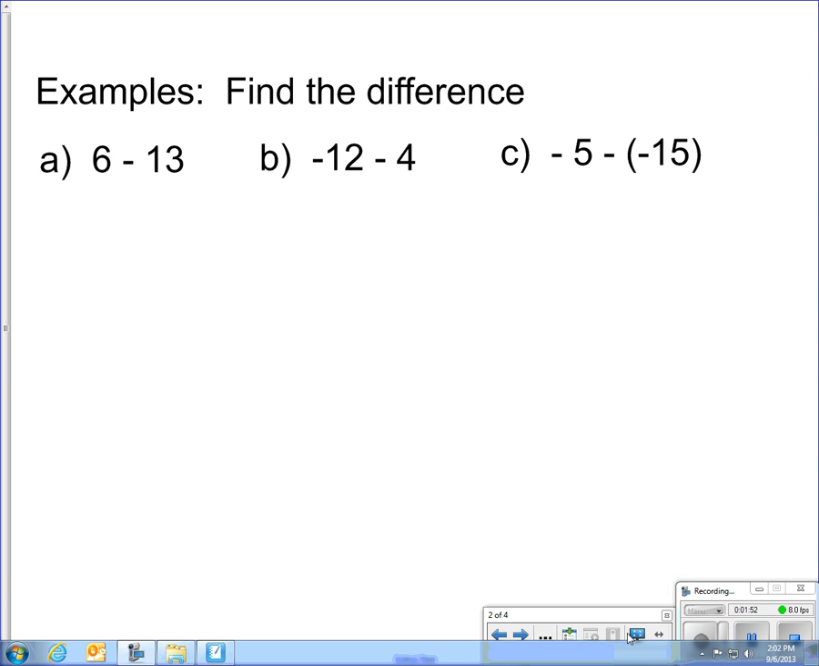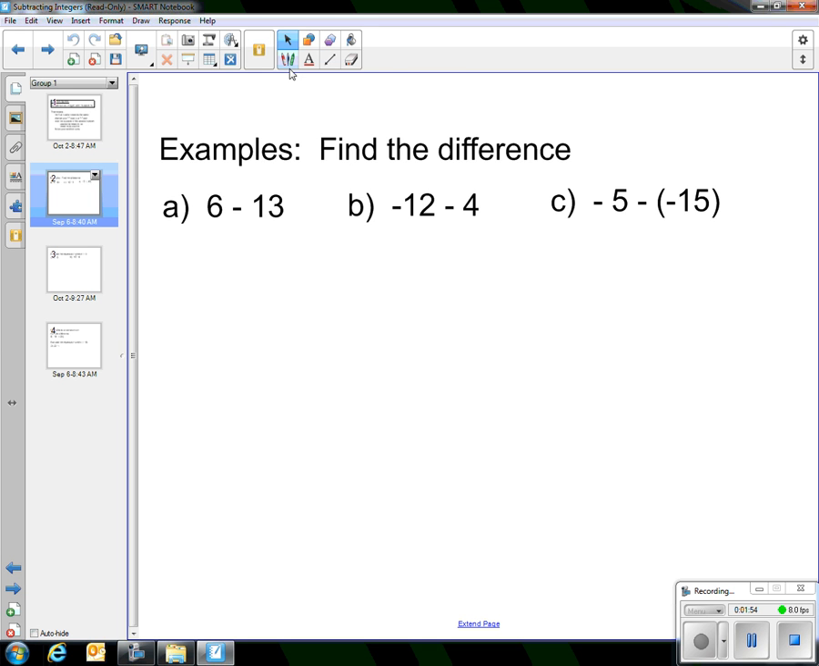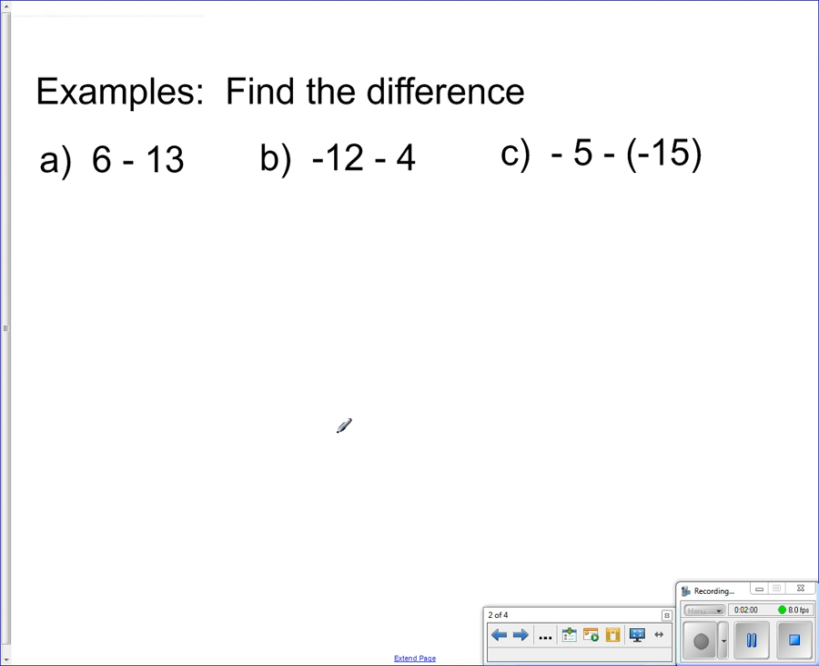Okay, here's our examples. Let me get my pen out here. Let's use blue today. In our examples today, we have three different examples, A, B, and C, and we're going to find the difference. Now I'm just going to follow those rules. I'm going to add the opposite, and I'm going to follow my rules that I just went over.